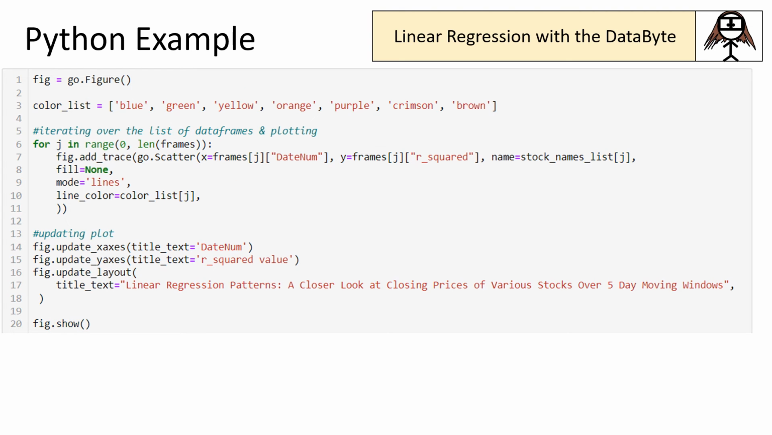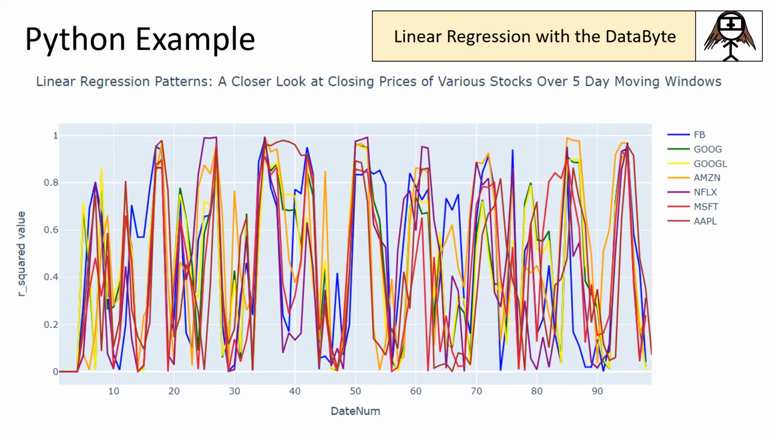Now we're ready to plot our data. We're using the Plotly library here and using a for loop to add a new trace for each stock in the dataset. You can see that the R² values seem to oscillate between 0 and 1, which is the correct range for R² values, so we're good there.